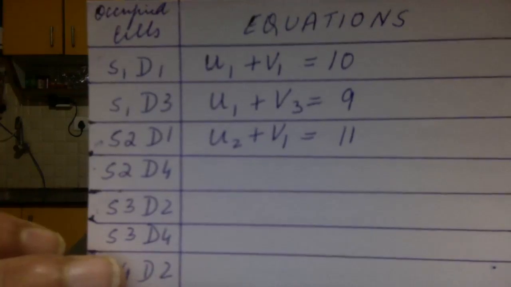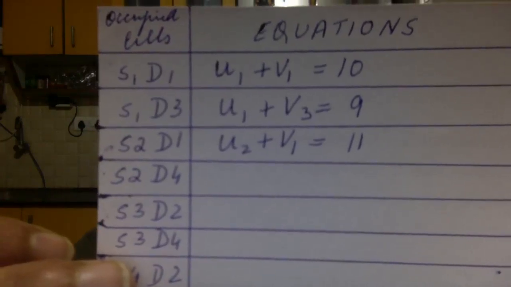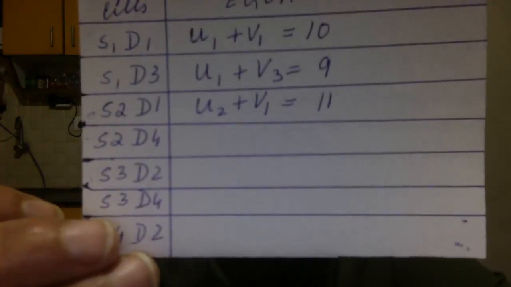Next one is S2 D1. So it will be U2 plus V1 is equal to 11. Where am I taking 11? It is from the cell. But we have already written it in the transportation cost, so you take from there. Next is S2 D4, so it will be U2 plus V4 is equal to 9.